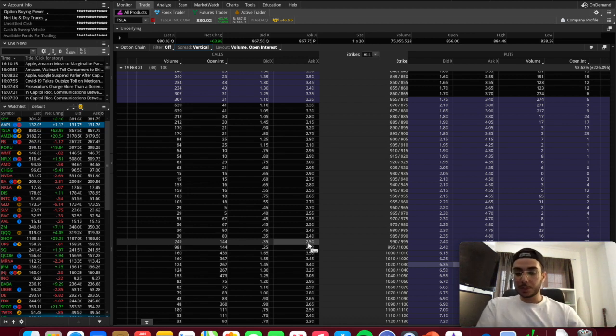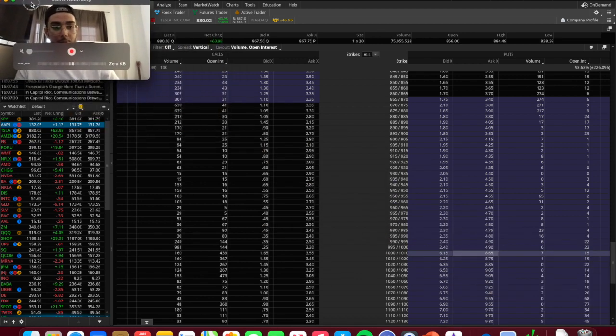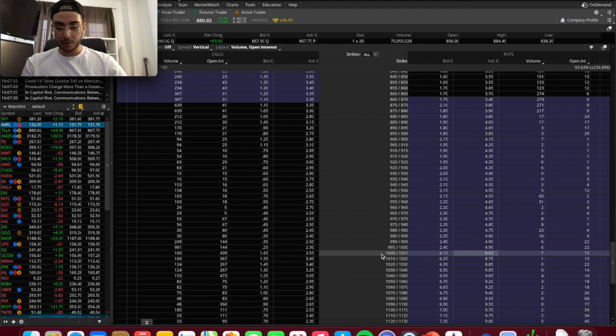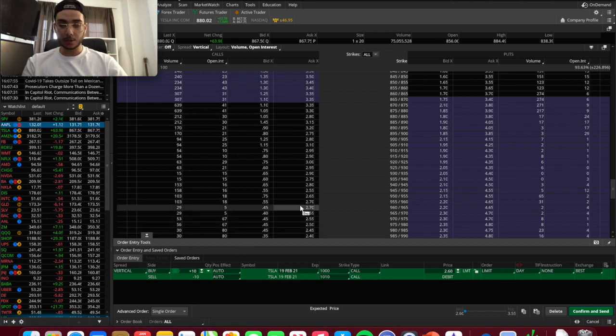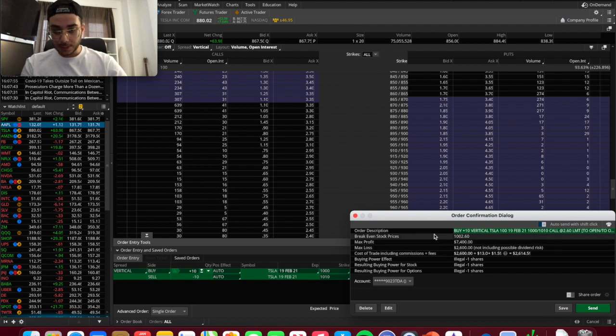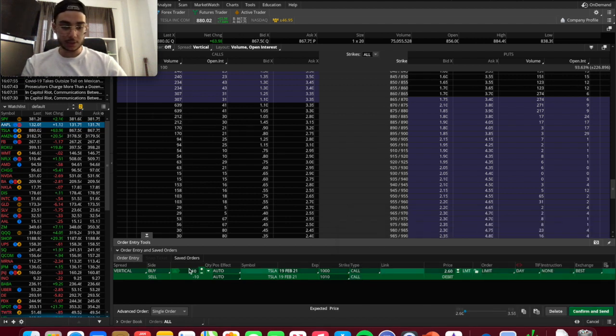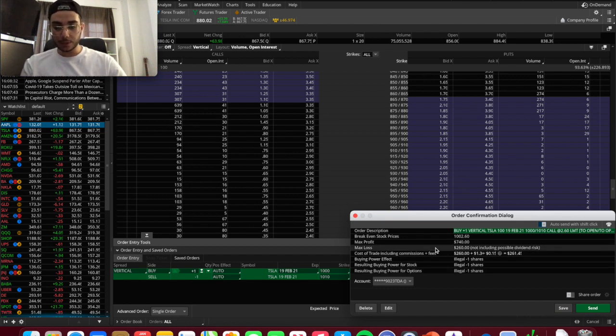So now we're going to open a debit spread on Tesla. Let me move my screen to the top so you can see. I choose 1,000, 1,010. I click on the ask. If you click on the bid, it's going to open a sell position, which you can change either way anyway. So let's see how much you're risking. This is 10 contracts, so let's make it 1. So for one spread position here, you're risking $260.